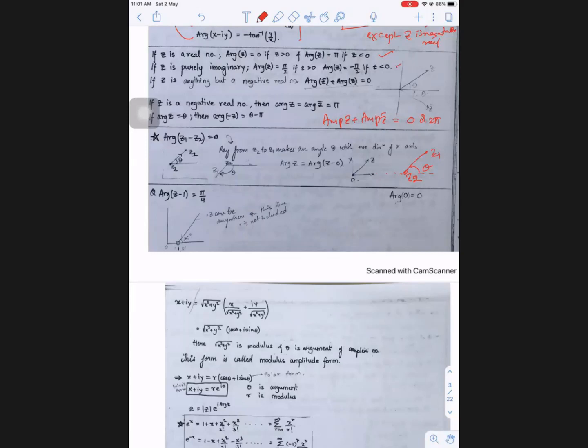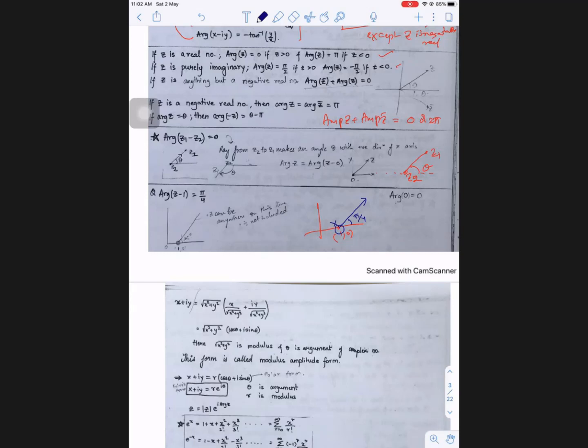Next, simply, argument of z minus 1 equal to pi by 4 is also the same thing. If you take the point (1, 0), it represents a ray that starts at (1, 0) and goes like this, which makes angle pi by 4 with the x-axis. This (1, 0) is not included, because if you substitute 1 in the place of z, argument of 0 equal to pi by 4 is coming, but we always treat argument of 0 as 0 only. That's why when we write argument of z minus 1 equal to pi by 4, that 1 is not included. This point is very important.